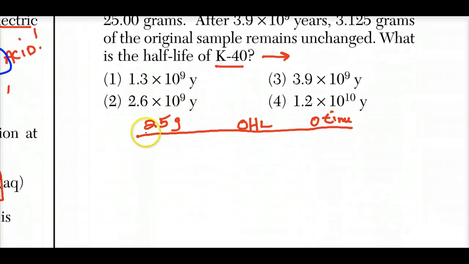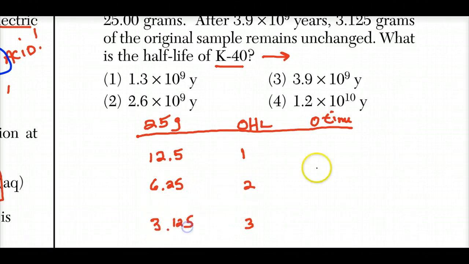So let's do that. In the first half-life, 25 divided in half is what? 12.5. In the second half-life, I divide 12.5 by 2 and I get 6.25. And in the third halving, dividing 6.25 in half, you guessed it, I get 3.125, which by the way is what they said up here, that it decays to. So I realized 3 halvings have occurred, 3 half-lives.